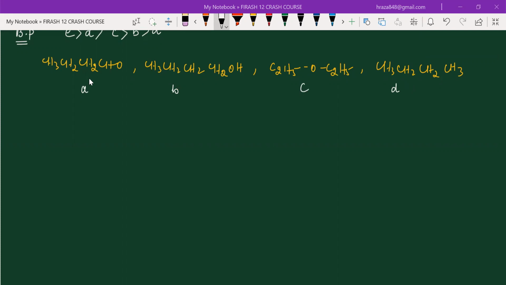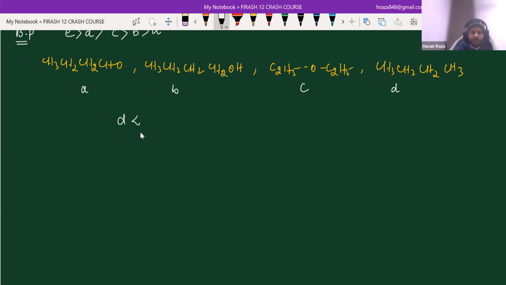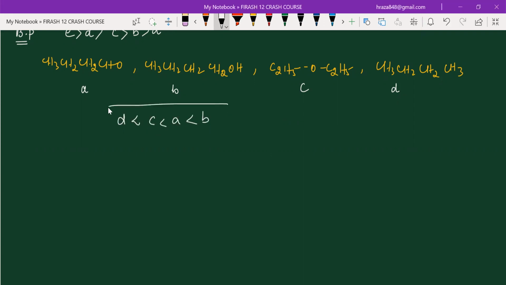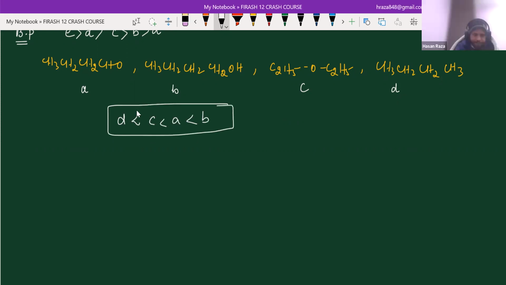So increasing would be D first, then C, then A and B. Right. Can you change the slide?